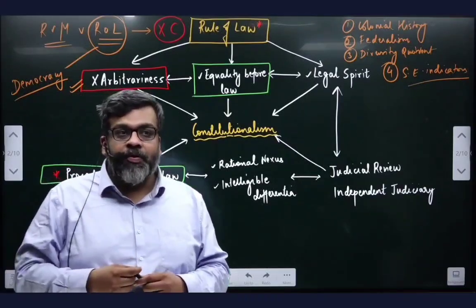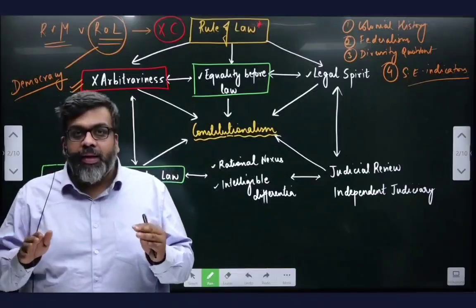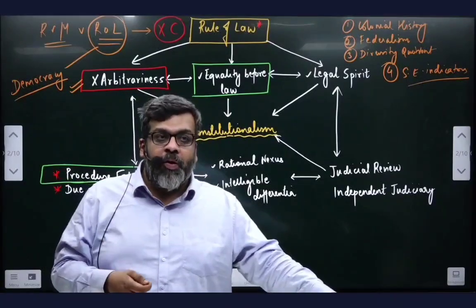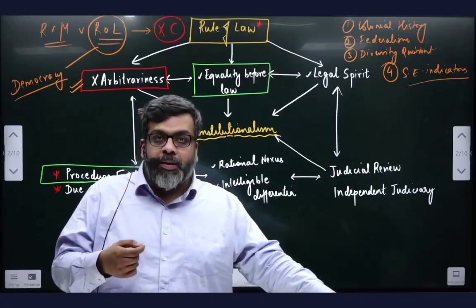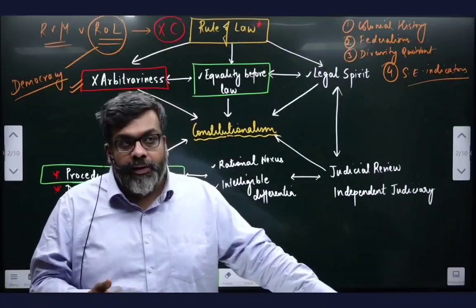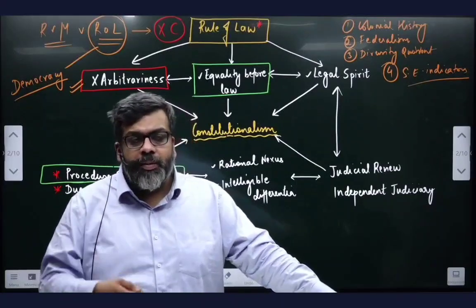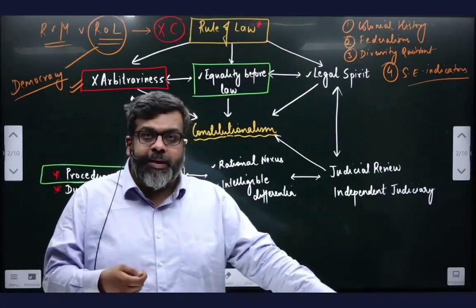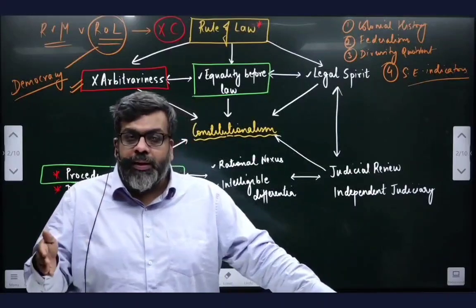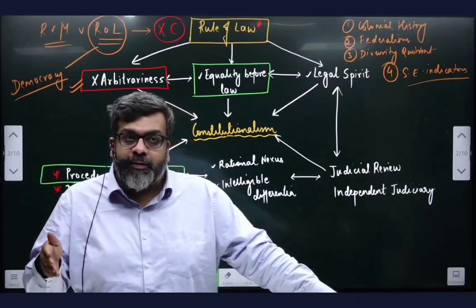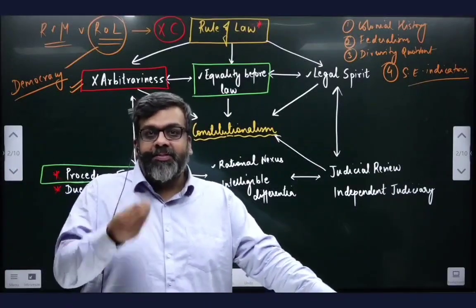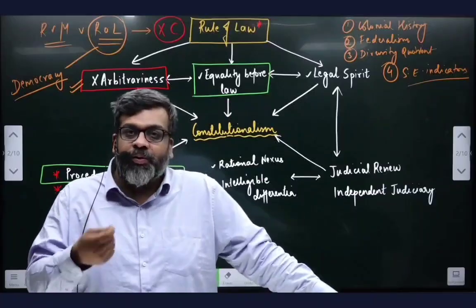When we say rule of law, it means everything happens because of a law. When we say rule of law, it means every power originates because there is a law that provides for it. For example, in a few lectures from now, when we do the executive, I will say that the executive powers of the union are coextensive with the legislative powers of the parliament. That's simply an application of rule of law.